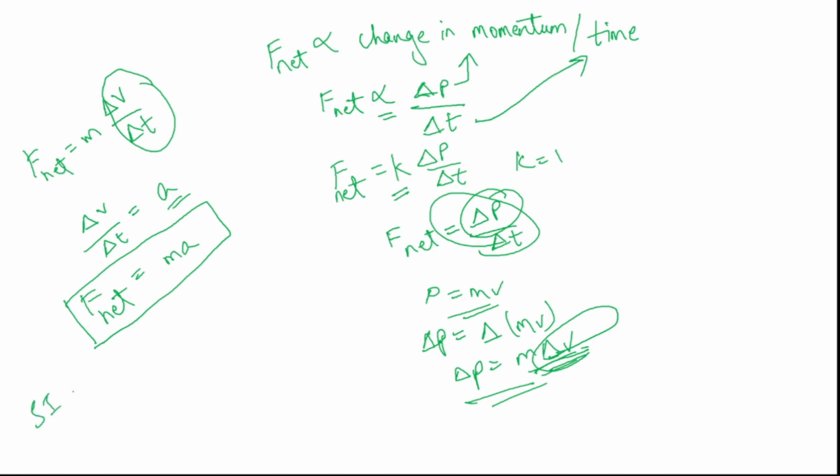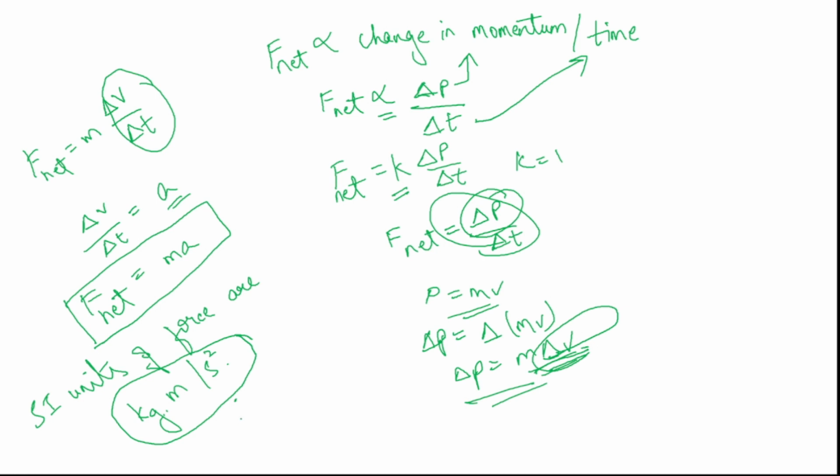And the SI units of force are kg meter per second square. So this unit is named as Newton N. So 1 N equal to 1 kg meter per second square. Okay. So the force units are simply Newton.